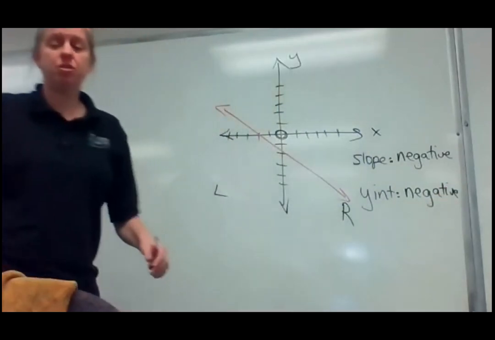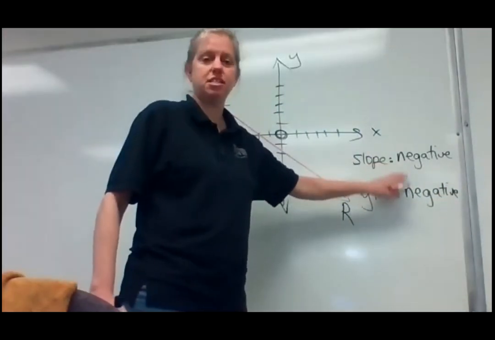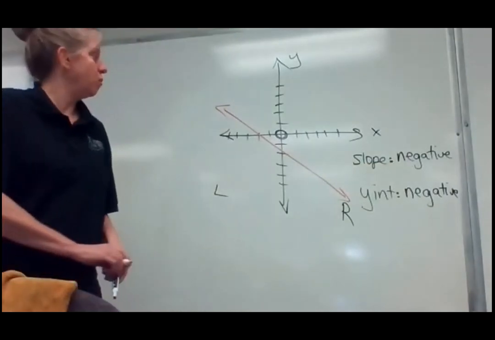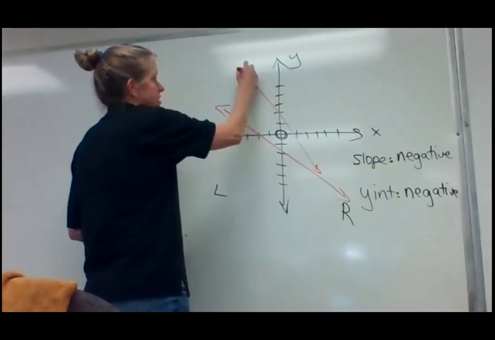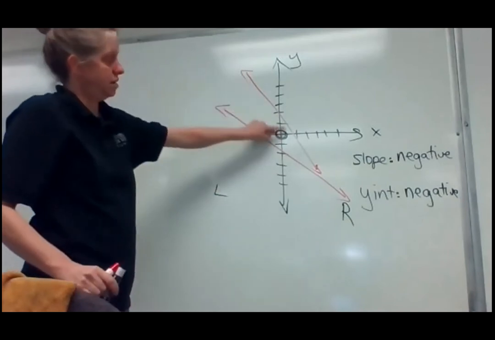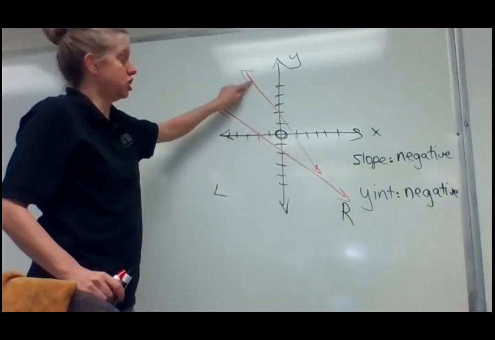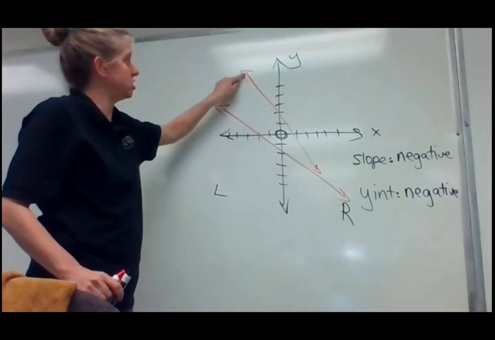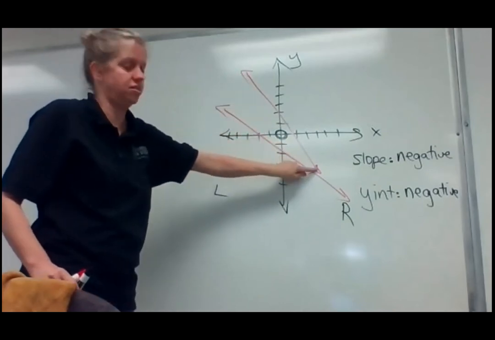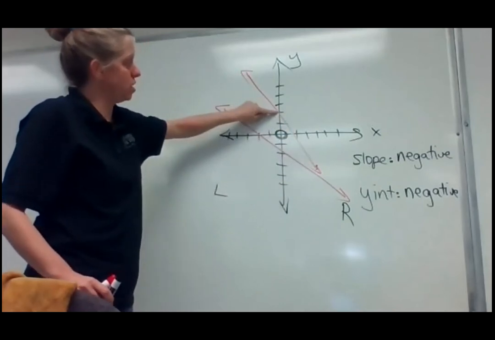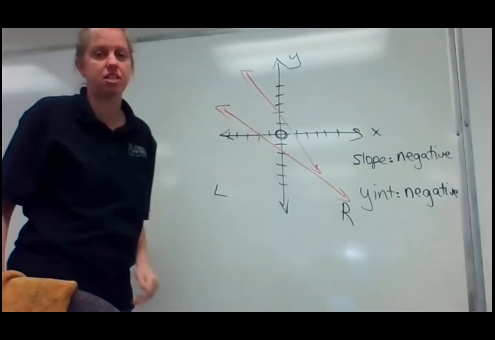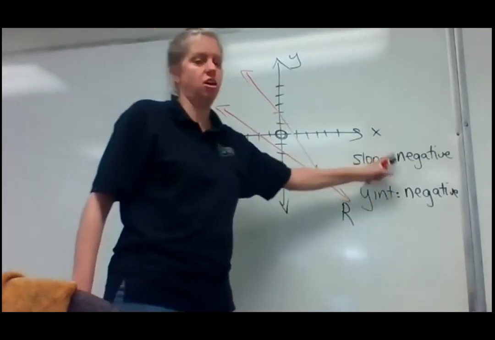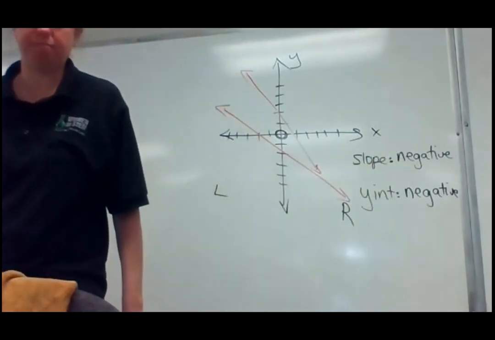Now it is possible they don't have, these two things aren't necessarily always the same. What if you had the red line look like this? This one. The slope would still be negative, right? Because it's starting at the top and traveling down. But this one's y-intercept would be positive since it crosses through the y-axis above the 0. So these two things aren't necessarily always the same.